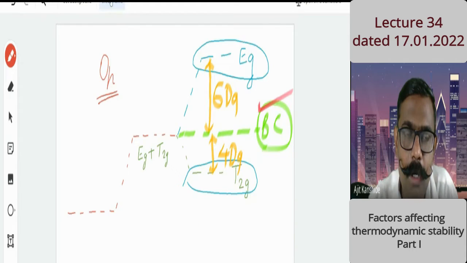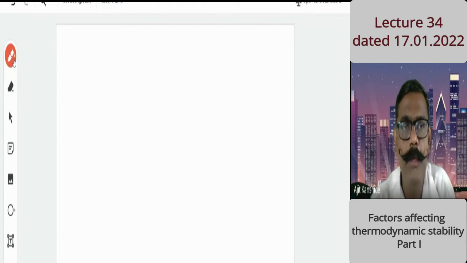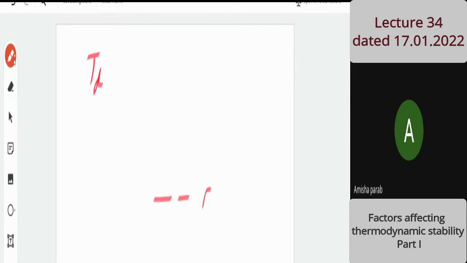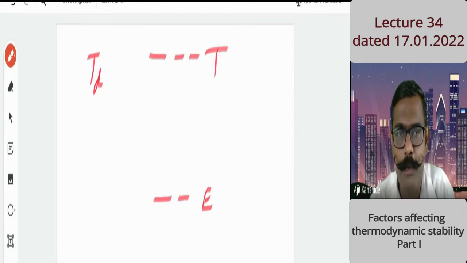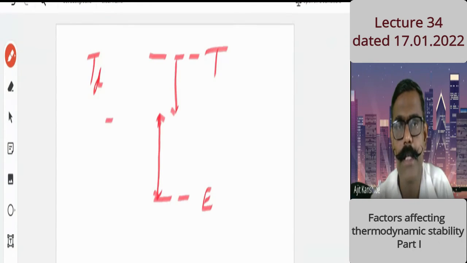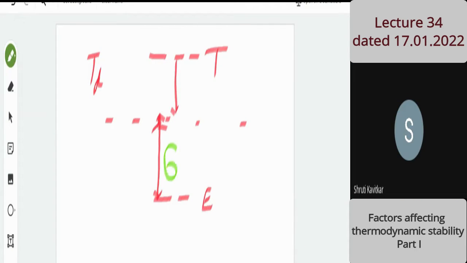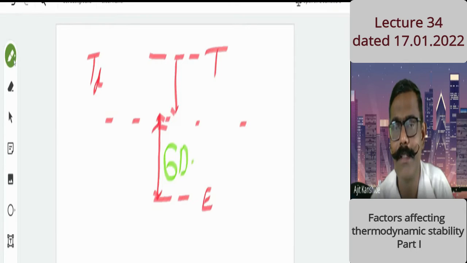Now let me know, for tetrahedral, what happens? Which orbital is of lower energy? E. Right. I think I discussed that last time. Next, T is of higher energy. By how much does E decrease? Relative to the barycenter, it is minus 0.6 Δt, that is a decrease of 6 Dq.